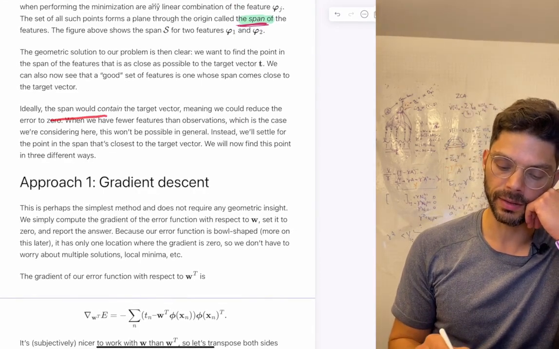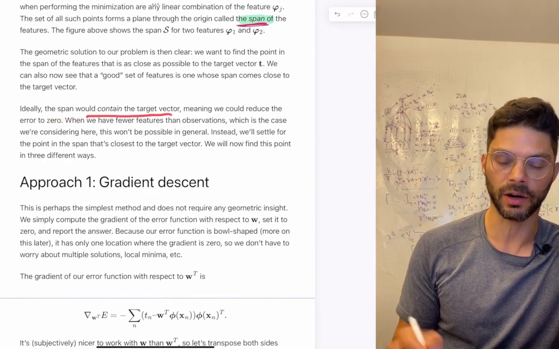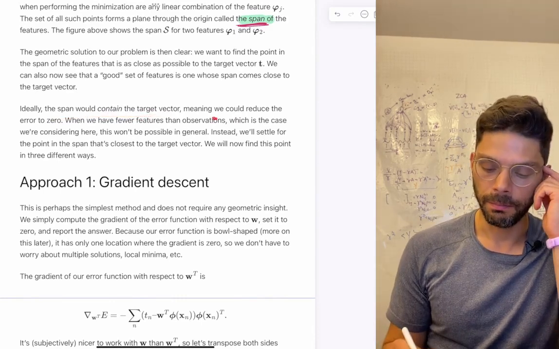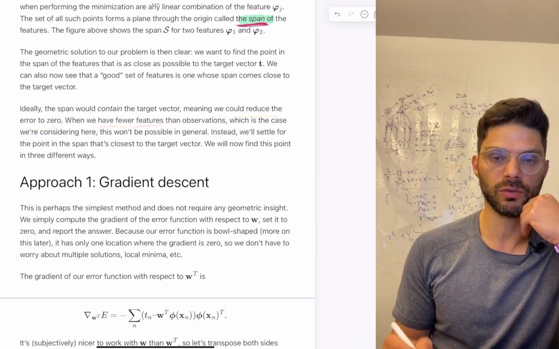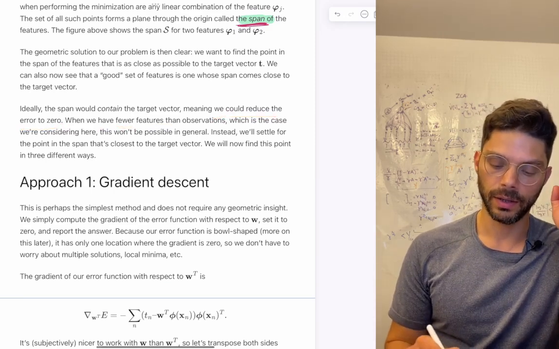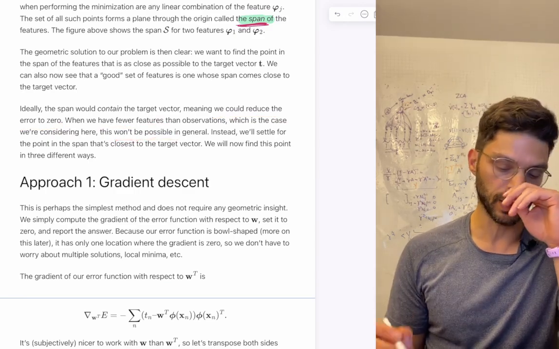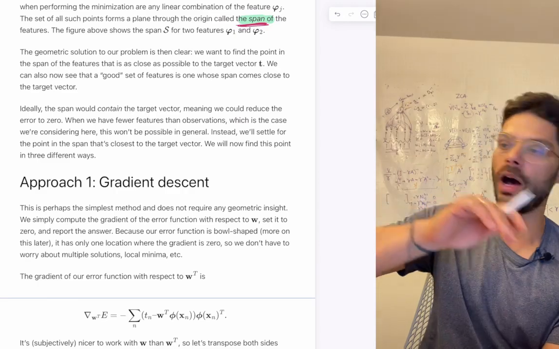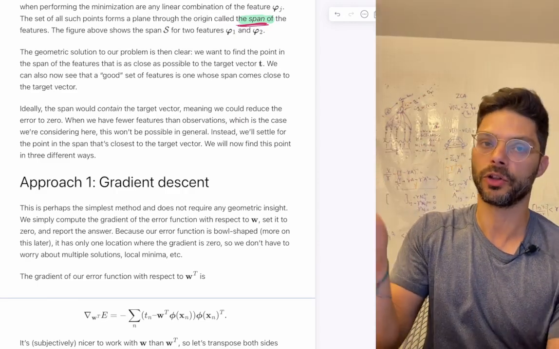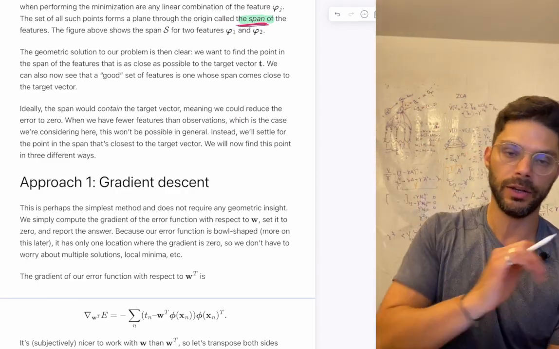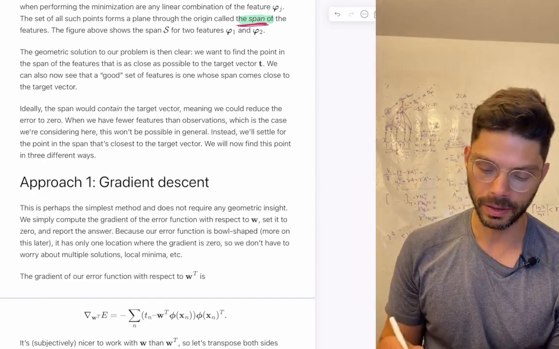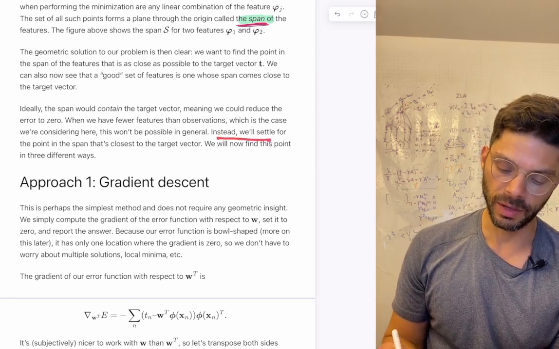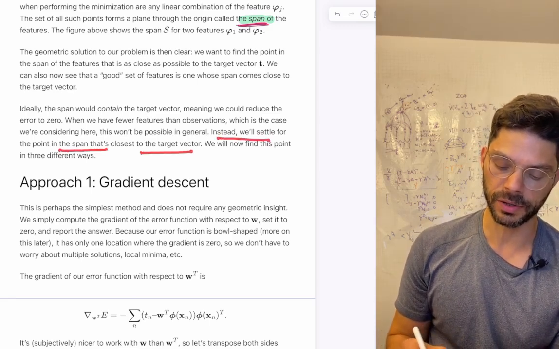Ideally, the span would contain the target vector, meaning that we could reduce the error to 0. But when we have fewer features than observations, which is the case that we're considering here, this will usually not be the case. It'll be very unlikely that, of all the places the target vector could go, it'll just happen to live in your m-dimensional subspace. Instead, we'll settle for the point in the span that's closest to the target vector.